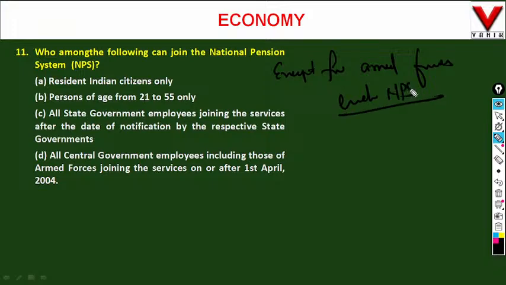So, should he be a resident Indian citizen only? No, even those outside, like NRIs, non-resident Indians, were also allowed to have their National Pension System account in India. Persons of age 21 to 25 only? No, it was rather 18 to 55. 18 to 55 was the age. It's not 21 to 25.